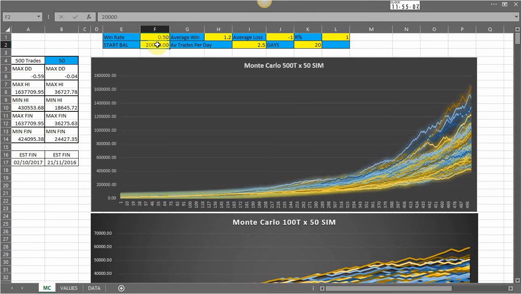We have a start balance. Let's say we have a small account, 2,000. Average trades per day is 2.5. And let's say we're going to simulate the next 20 days, which is approximately a month. So we press F9.